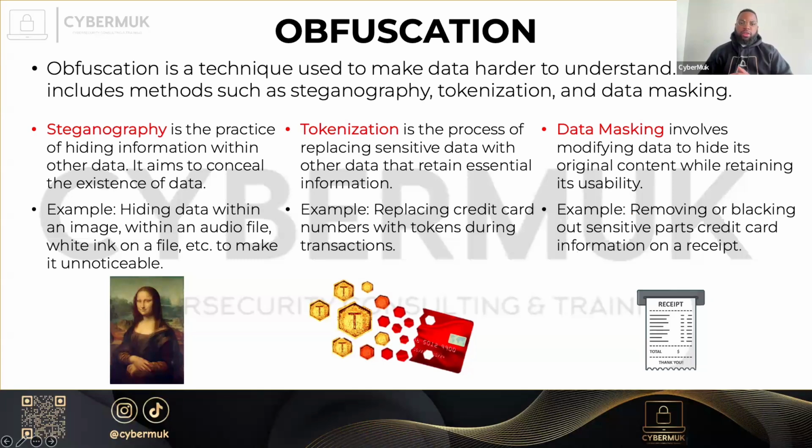So this is obfuscation. It's making data harder to understand. You have steganography, you're hiding data within other data, so you're concealing the existence. You have tokenization, you replace sensitive data with data that's not the sensitive information. And you have data masking, so you're hiding the original content to maintain usability.